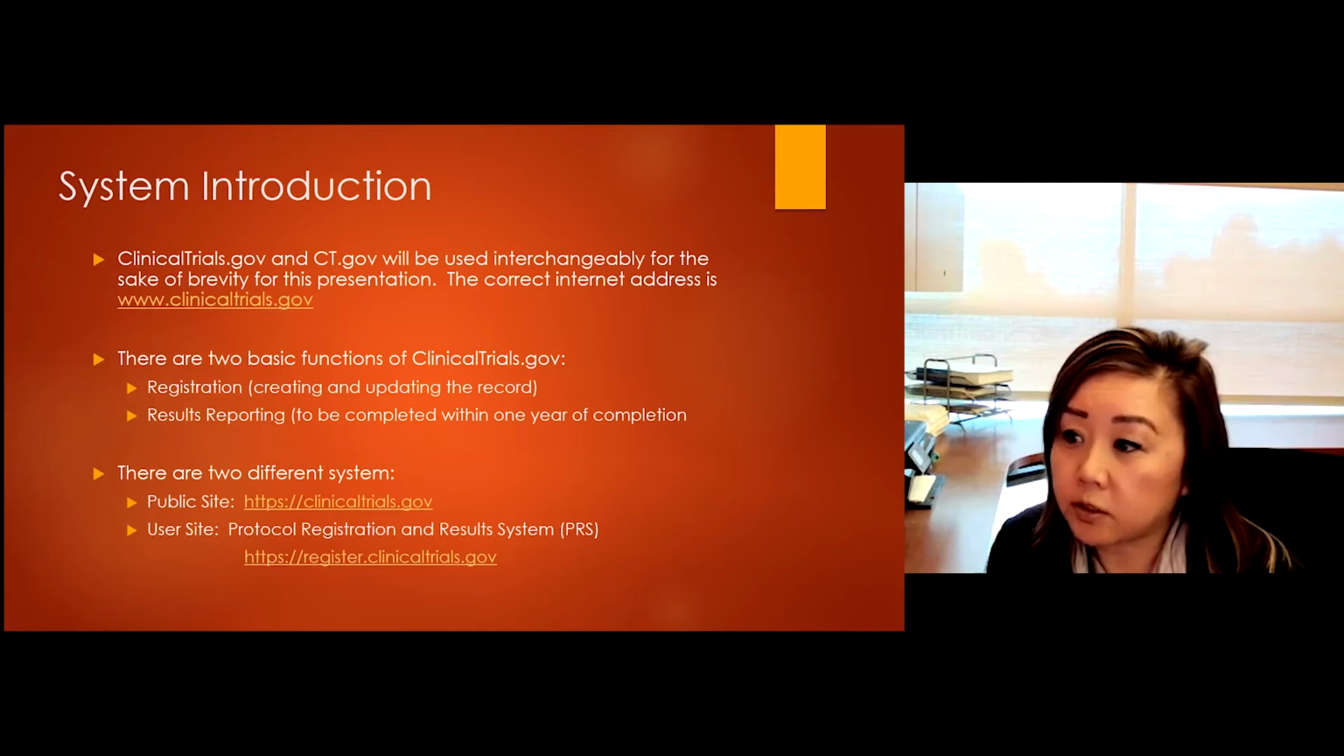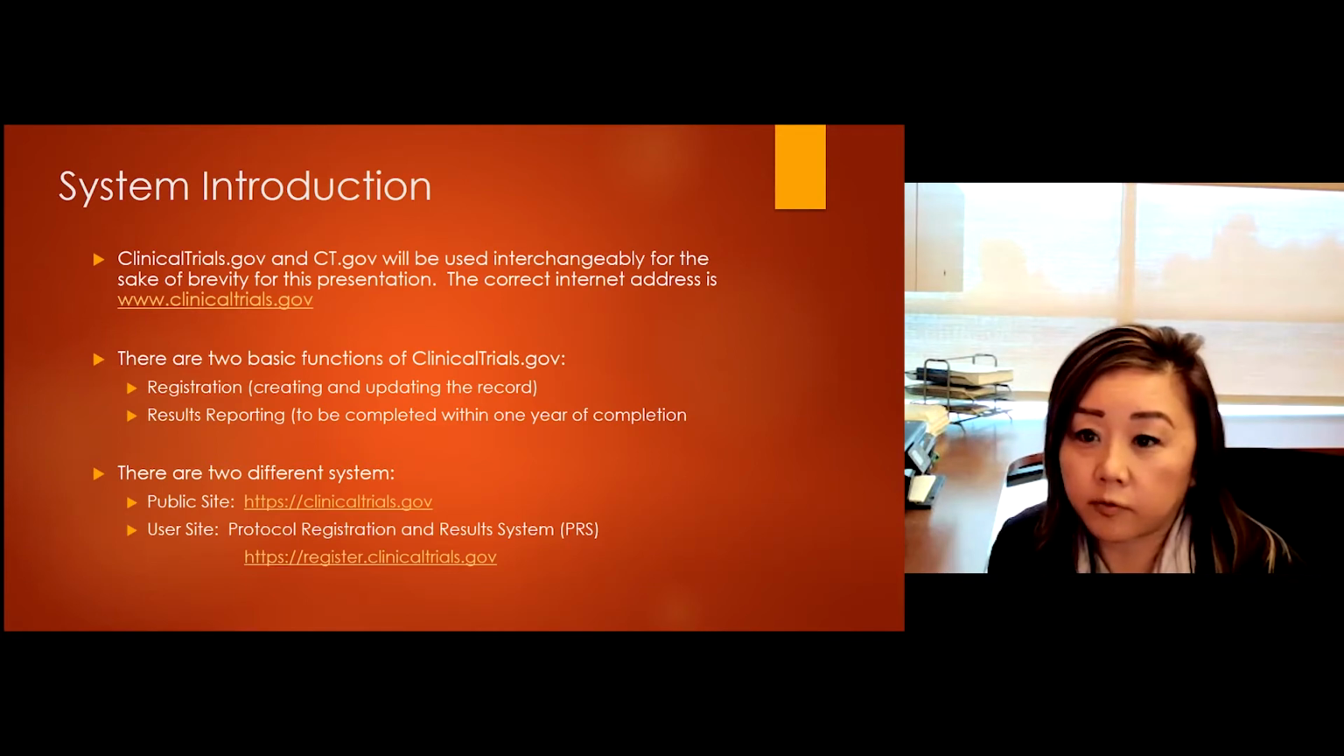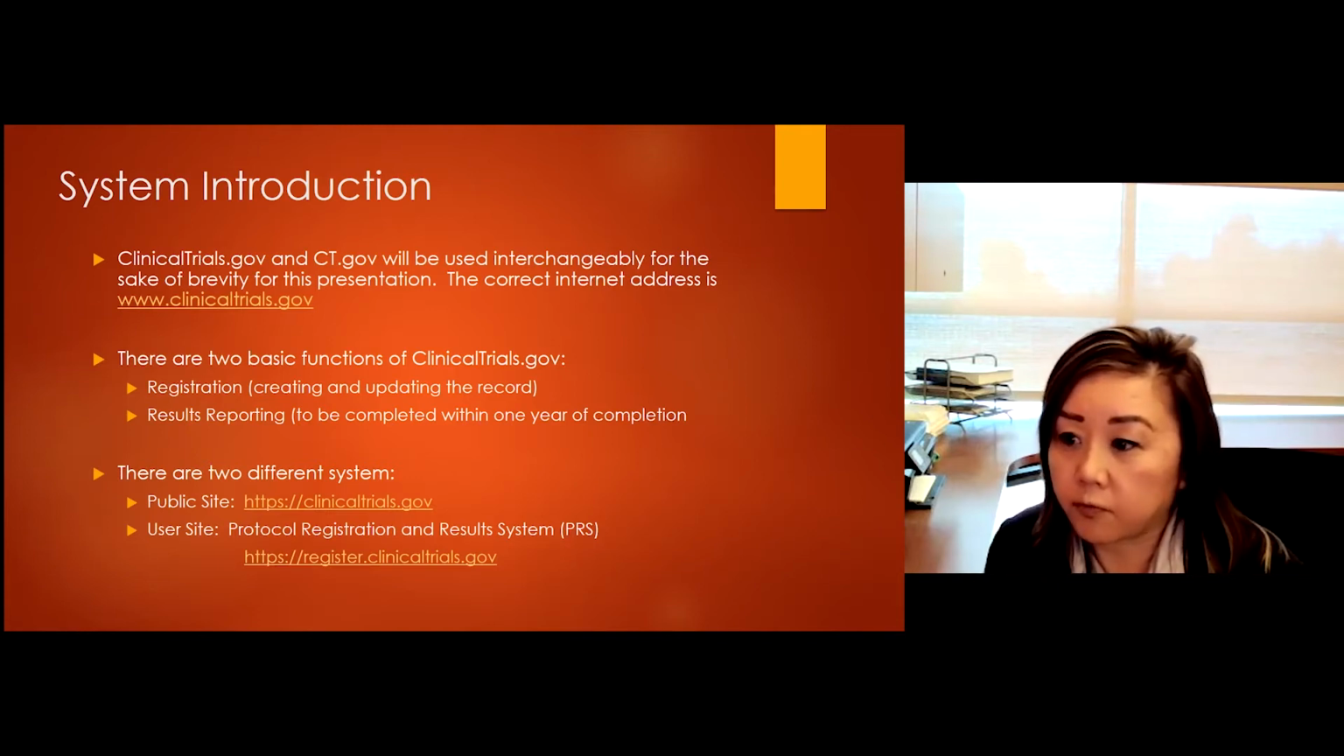So there are two basic functions of clinicaltrials.gov. It's the registration, creating the study, and then also updating the record. So you may have to go into that study a number of times in terms of updating, when recruitment happens, when things change within the study, and then also results reporting, which will be required within 1 year of the completion of the study. And then you'll actually enter data reporting results for the study.